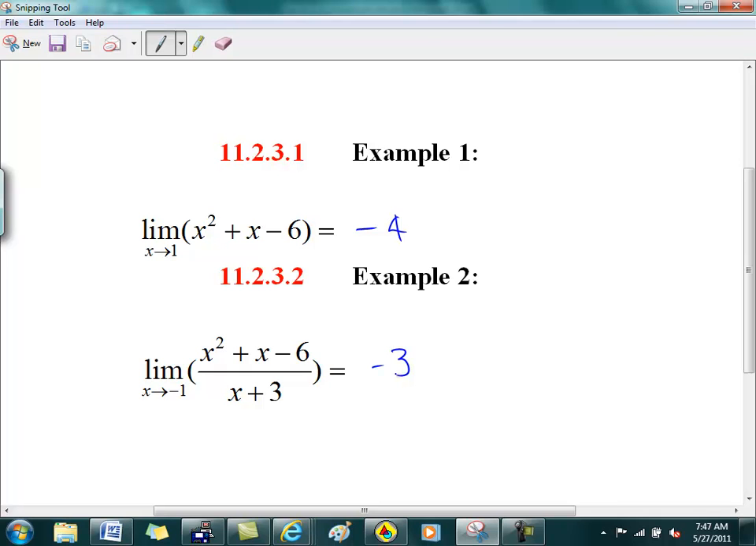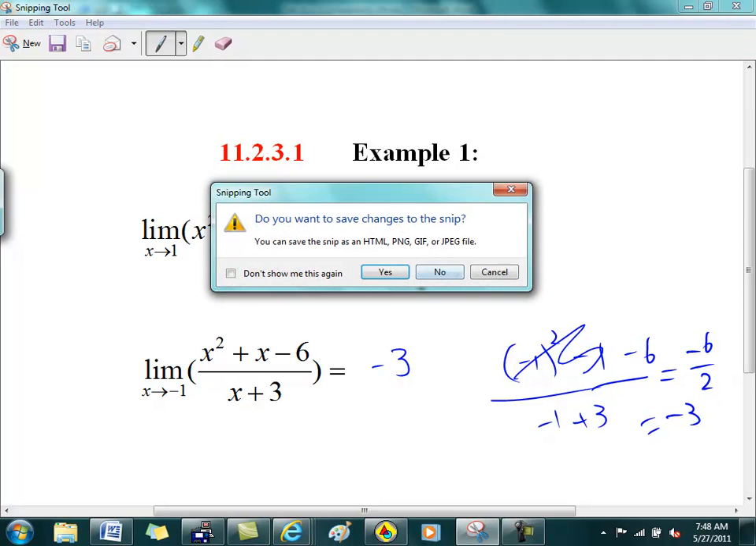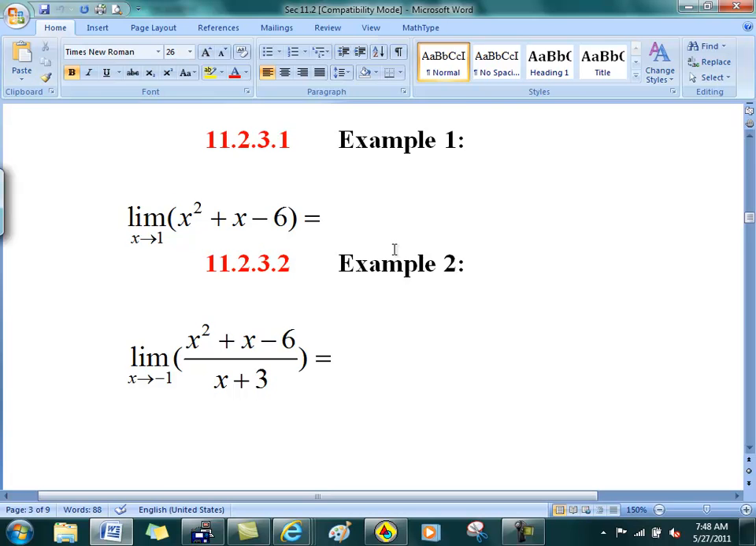Is everybody okay on that? Right, just plug and chug. Does anybody want to see the work done? For the second one, it's right here. So you're going to get -1 squared, -1, -6 over -1 plus 3. Yeah, so this will cancel. So it gives you -6 over 2, which is -3. Okay? So these worked out nice. Plug and chug because the denominator didn't go to 0, so no sweat.